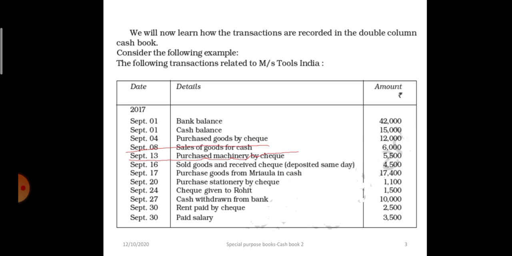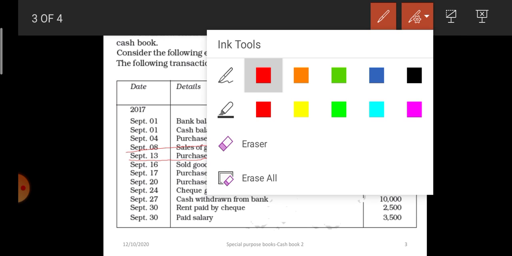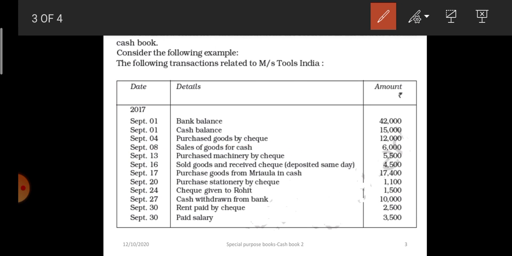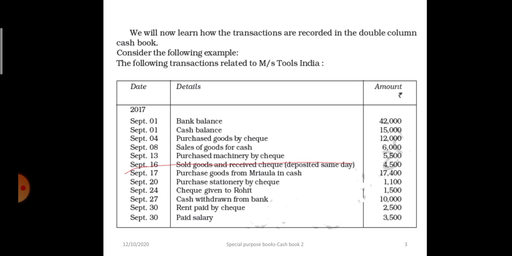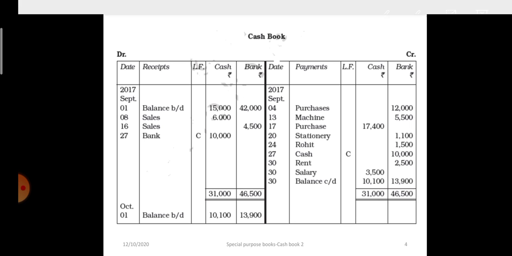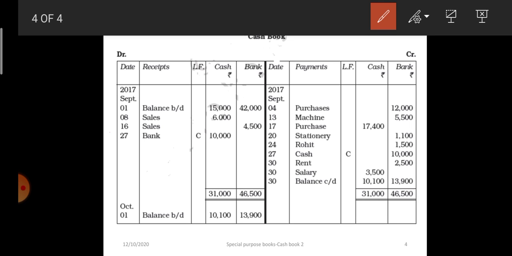Now September 16: sold goods and received check, deposited into the bank on the same day. So September 16, To Sales, and the check is deposited into the bank on the same day, so in the bank column 4,500 rupees.